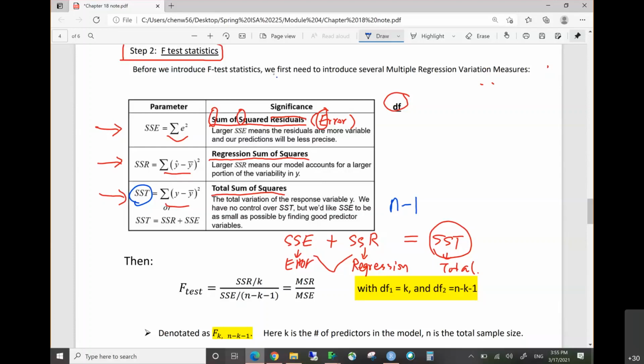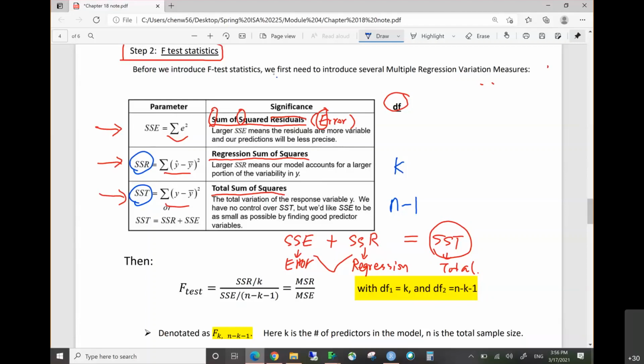Right, so next one, SSR. SSR is the sum of squares for the regression. Now, in the regression, what do we need to care about? We care about how many explanatory variables in our multiple regression, right? How many x's? So that we have x1, x2 until xk. That means you totally have k explanatory variables in the multiple regression. Then the degree of freedom of SSR will be k.